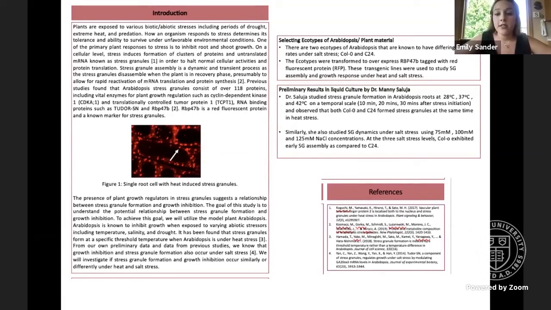Before I got here, Dr. Saluja performed an experiment in liquid culture to see when stress granules formed. We found that 37 degrees is a good temperature to see stress granule formation under heat stress, and that 125 millimolar salt concentration was ideal to see salt stress in both Columbia and C24.